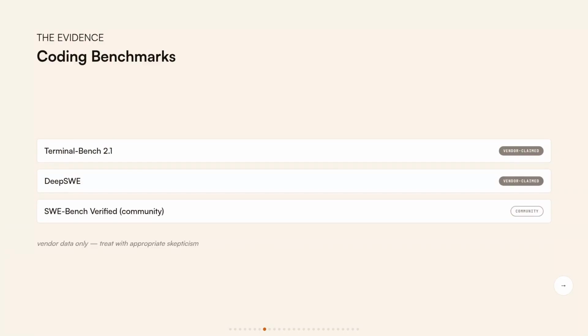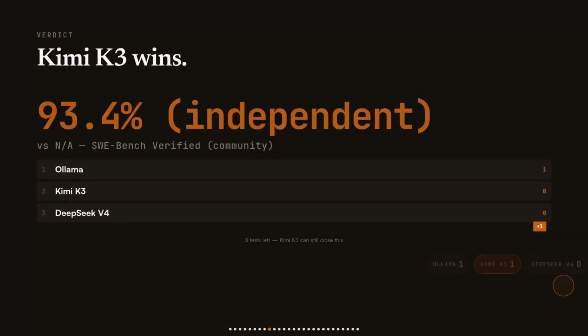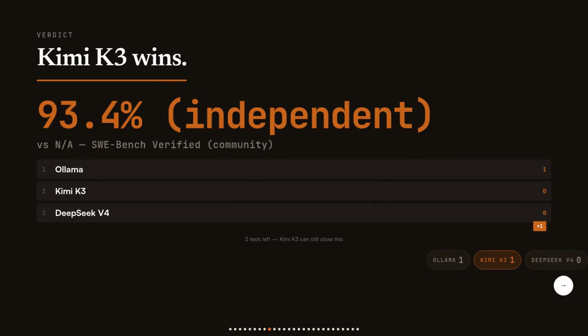Kimi's ahead on paper, but the gap is smaller than the headline suggests once you're comparing an unverified number to a confirmed one. On SWE Bench Verified, community reported numbers put Kimi K3 at 93.4% and DeepSeek V4 Pro at roughly 91.2%. That's genuinely close, within 2 points, and both are strong here. I'm giving it the win for this test, but I want to flag something before you get too excited about that 88.3%, because it's the same number this entire video keeps coming back to. So Kimi K3 does lead on the raw scoreboard across these three benchmarks.